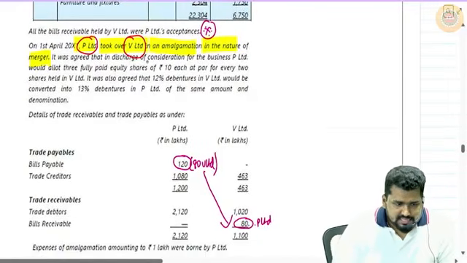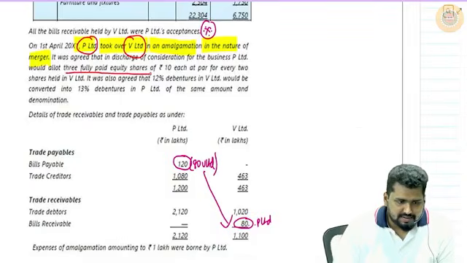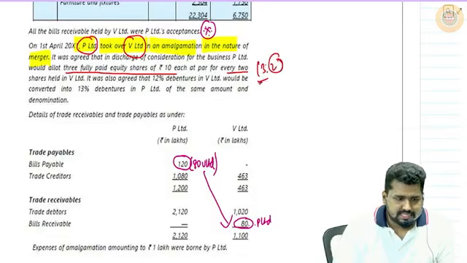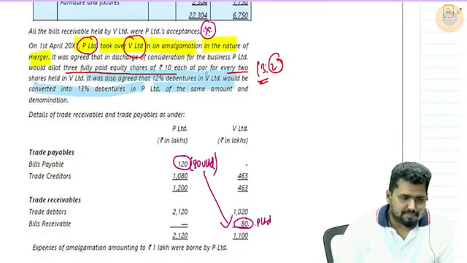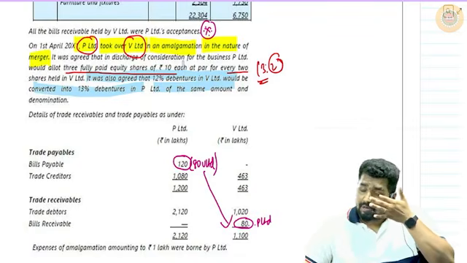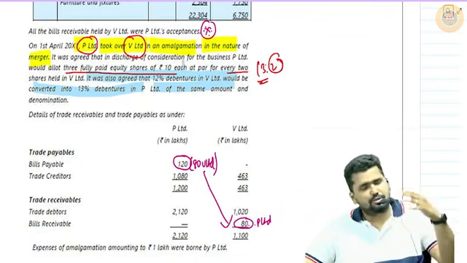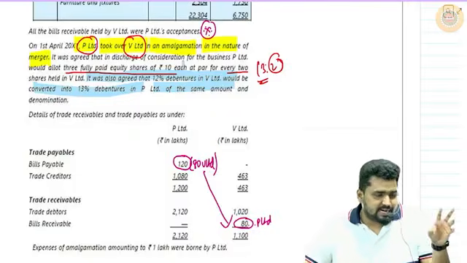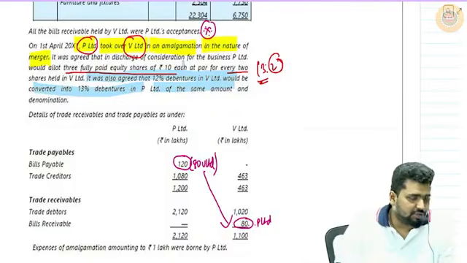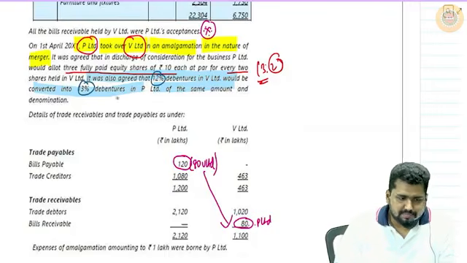It was agreed that in discharge of consideration for the business of V Limited, P Limited would allot 3 fully paid equity shares of 10 each for every 2 shares. What is the ratio? 3:2. For every 2 shares, 3 shares are given. It was also agreed that 12% debentures of V Limited would be converted into 13% debentures of the same amount. Means no extra, we are going to pay the same amount only. So these things, the second and third entries, you should not consider yet. After the PC calculation, then only you have to pass the entry for old debentures to new debentures. Clear? So old is 12%, new is 13%, that also will pass.